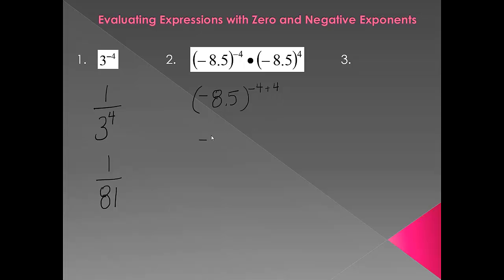Negative 4 plus 4 is 0. So now we have negative 8 and 5/10 to the 0 power. Anything to the 0 power is 1. So our answer is 1.